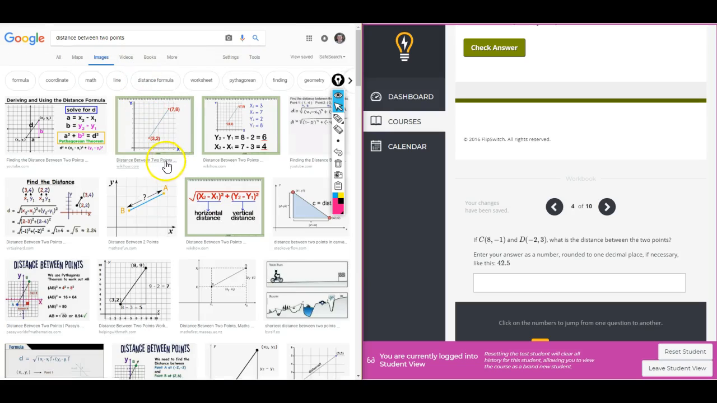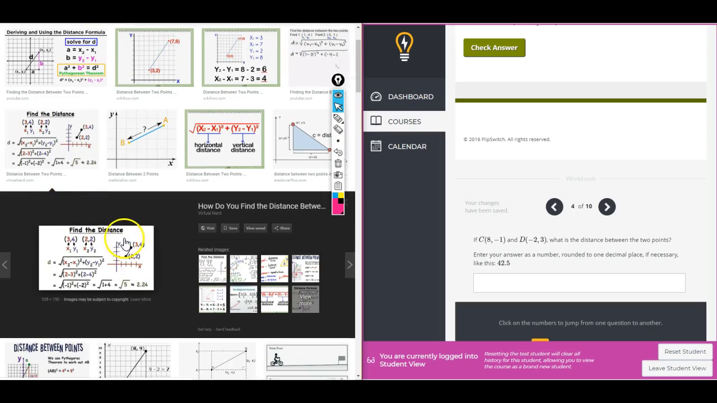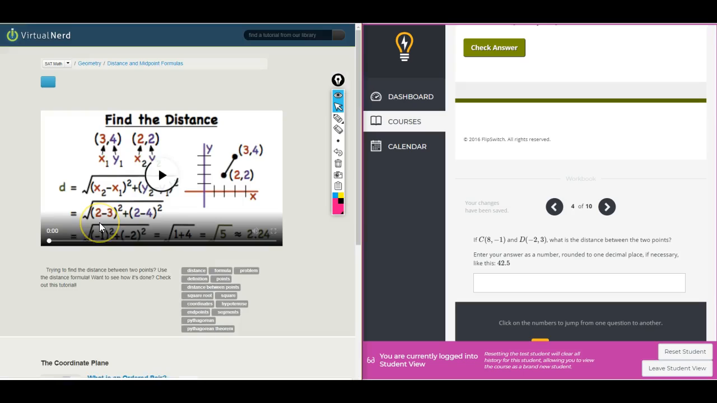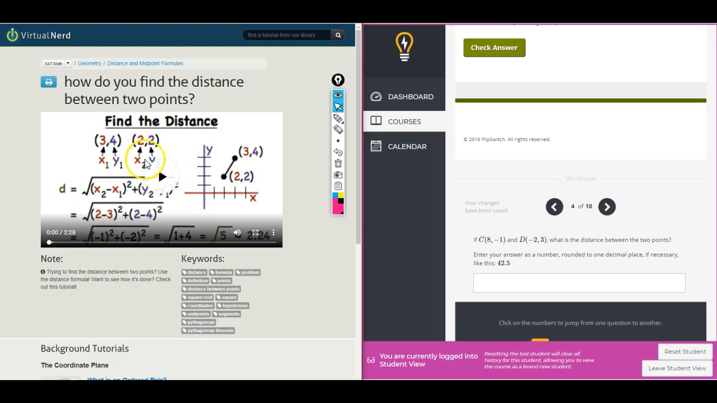I always like to go to images because it often leads me to just step-by-step questions. So this is a good one to refer back to, and I will actually include it in the link in here. But I'm just looking at this picture and I'm noticing that they had the distance is equal to the square root of (x2 minus x1) squared plus (y2 minus y1) squared. Okay, and then it labels them, it substitutes them in, and then it simplifies. So I think I can follow that.